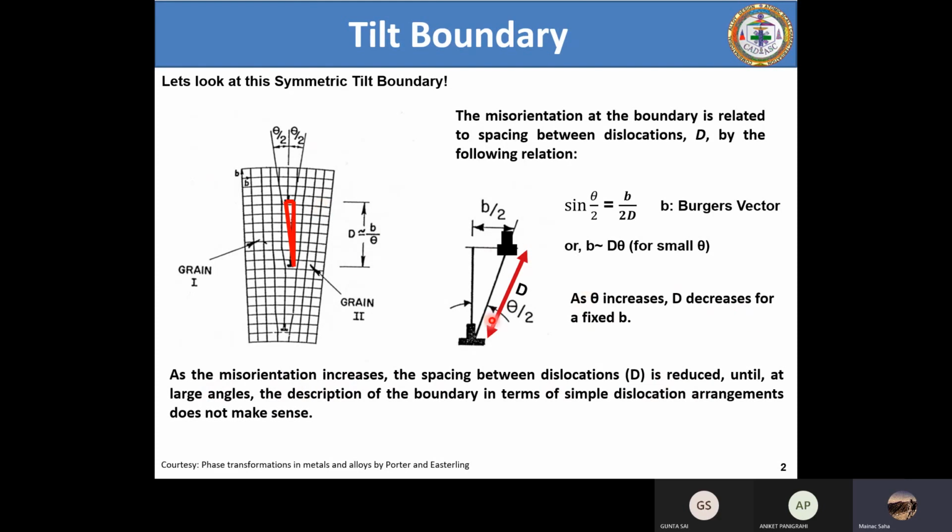Okay, the spacing between the B is reduced. Now you have to imagine. Suppose that you are increasing this theta. What exactly happens is that what is reducing? This distance is reducing. This distance is reducing.